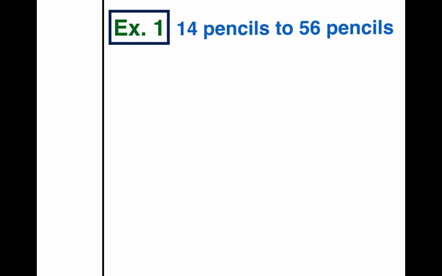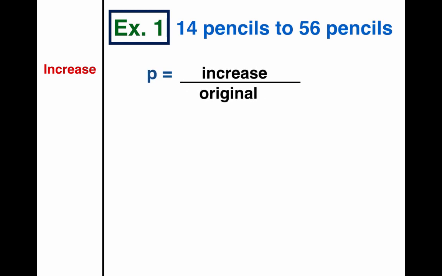Our first example is, you had 14 pencils in your locker and now you have 56 pencils. Right away when I read this problem, I'm like, oh, it's an increase problem. It went from 14 to 56. It went up. So I'm going to set it up with an increase equation. P equals the increase over the original. Now, the original is what you started with. We started with 14 pencils. But the increase is 42. You went from 14 to 56. That's an increase of 42 pencils.